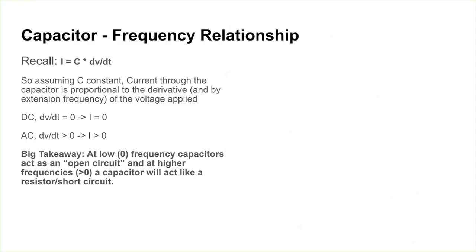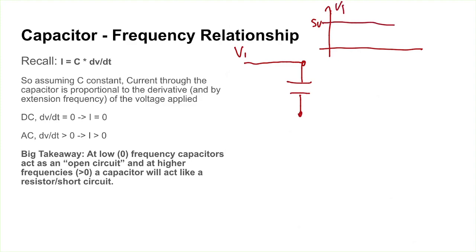So if we assume that the capacitance is a constant natural property, we can say that the current of the capacitor is proportional to the derivative, and now by extension the frequency of the voltage applied. And this is best shown through an example. If we just have our capacitor in our circuit here, and we apply V1, and this is what V1 looks like at 5 volts. This is our V1 function, right? It's a DC, it's unchanging, it's always 5 volts. That means our derivative is 0. That means the current in this capacitor, I, is 0.